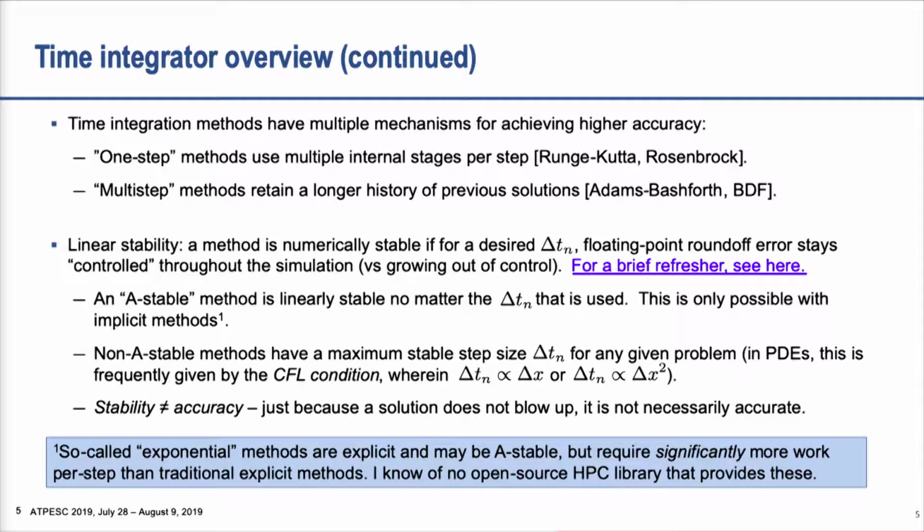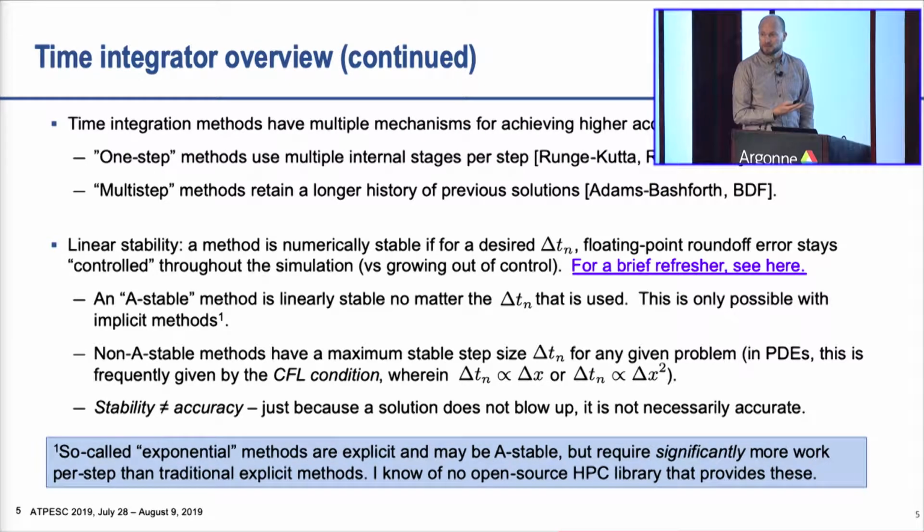But you don't need a long history of old data. A multi-step method, on the other hand, you want to get yn plus 1, well, you need yn and yn minus 1, yn minus 2, yn minus 3. You need a lot of your historical data to help get you this higher-order accurate solution as a function of time. And if you've heard of Adams-Bashforth or backwards differentiation formula methods, that's the kind of class those come from.